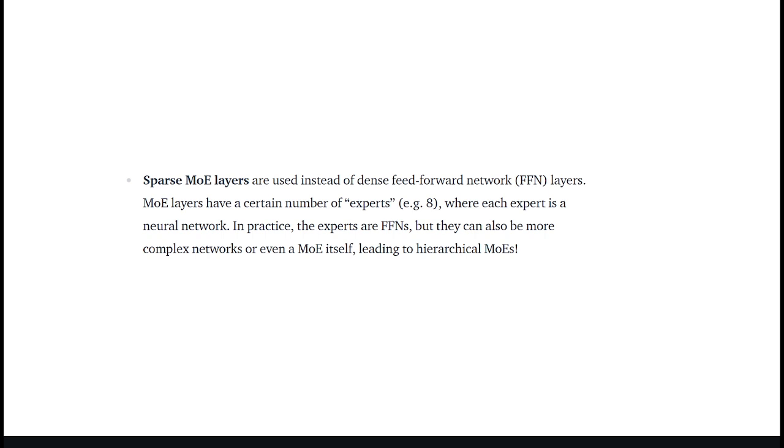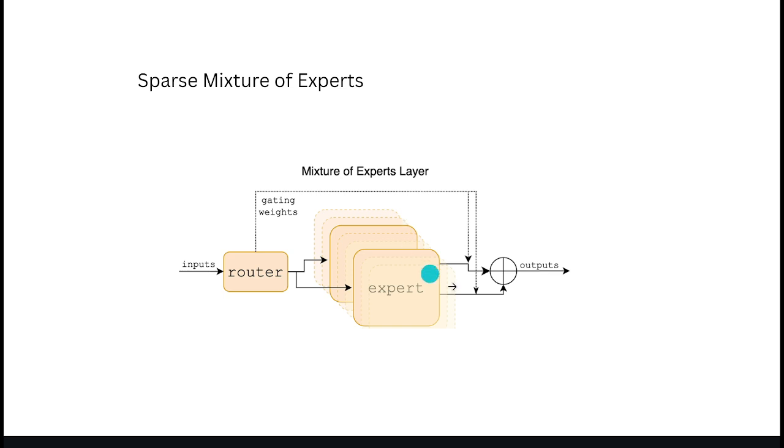First is the sparse MoE layer, which is used to replace the feed-forward network, kind of like the gated linear unit. People always try to replace the FFN with other kinds of things. So the MoE layer has a certain number of experts, but that is just a name. You can consider them several smaller feed-forward networks, different feed-forward networks, as you can see in this.